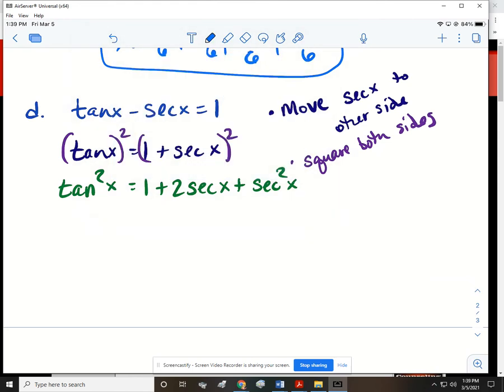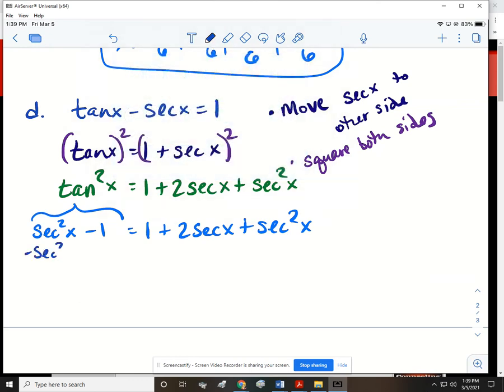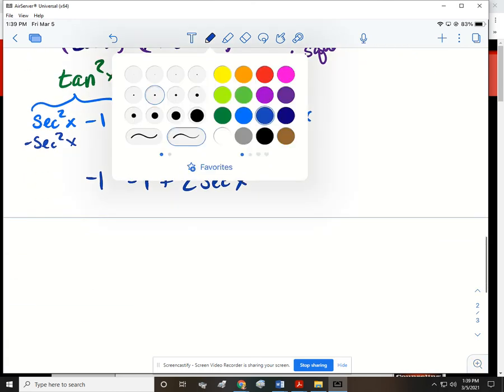Okay, so on the right, we have all secants, multiple secants. On the left, we have just a tangent, so let's just change that tangent so we have all secants using one of your Pythagorean identities. All right, so now let's just get the secant squares together. Okay, so that works out nicely because the squared term cancels out, so we aren't going to have to factor this one in the end, so that's good.